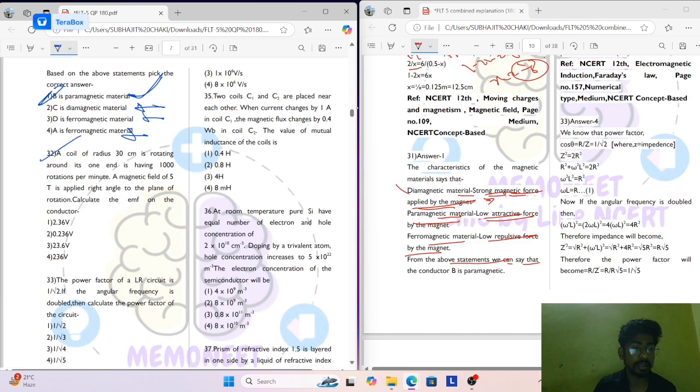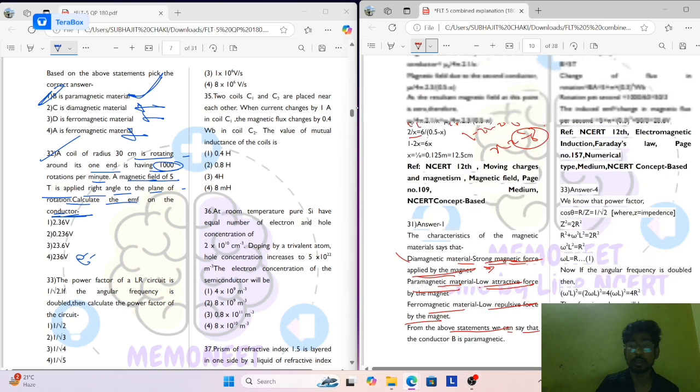A coil of radius 30 centimeter is rotating around its one end, at 1000 rotations per minute. A magnetic field of 5 Tesla is applied at right angle to the plane of rotation. Calculate the EMF of the conductor. E equals B omega L square, this formula.